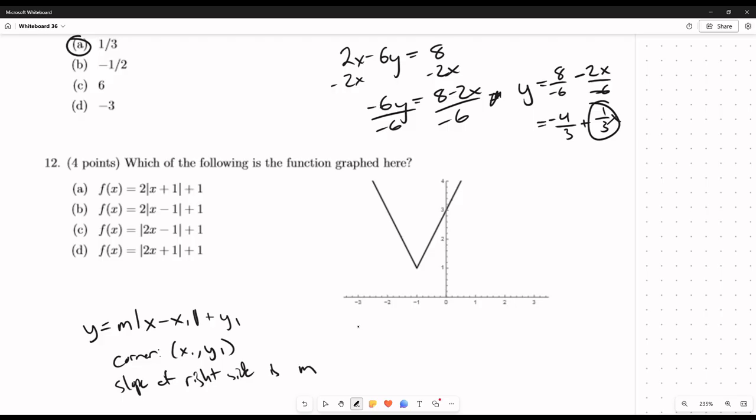So let's take a look at this. This here seems to be what we want, because I have a corner at 1, 1, and the slope of this right side is, I go up by 2, I go over 1, that's a slope of 2. So my equation should be y equals 2 times the absolute value of x minus 1 plus 1, which is exactly this option here. So we got that.